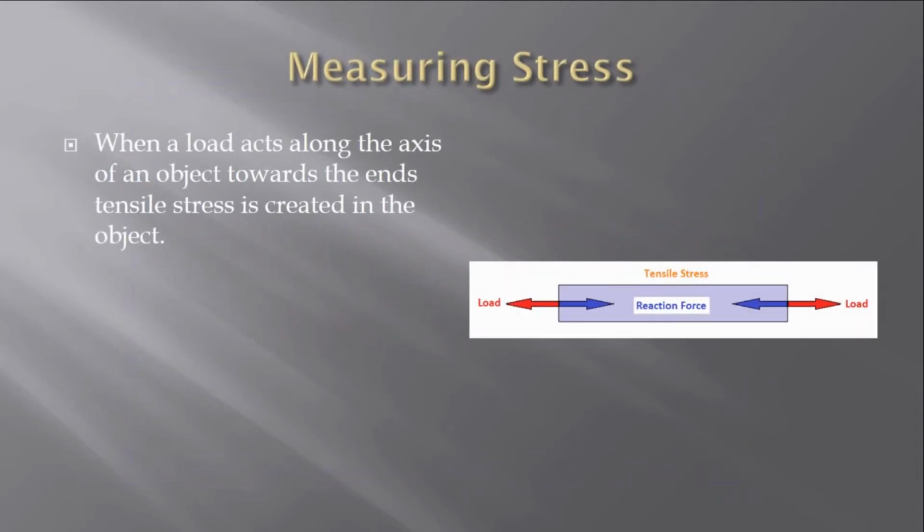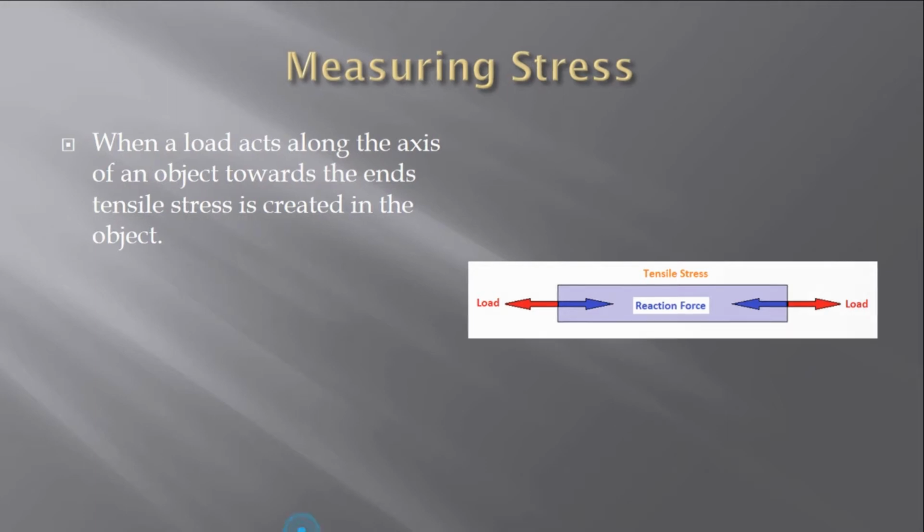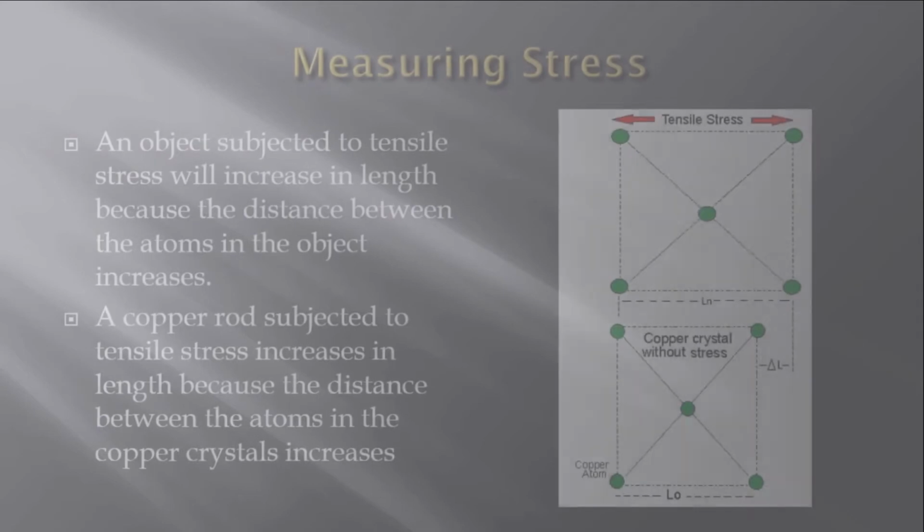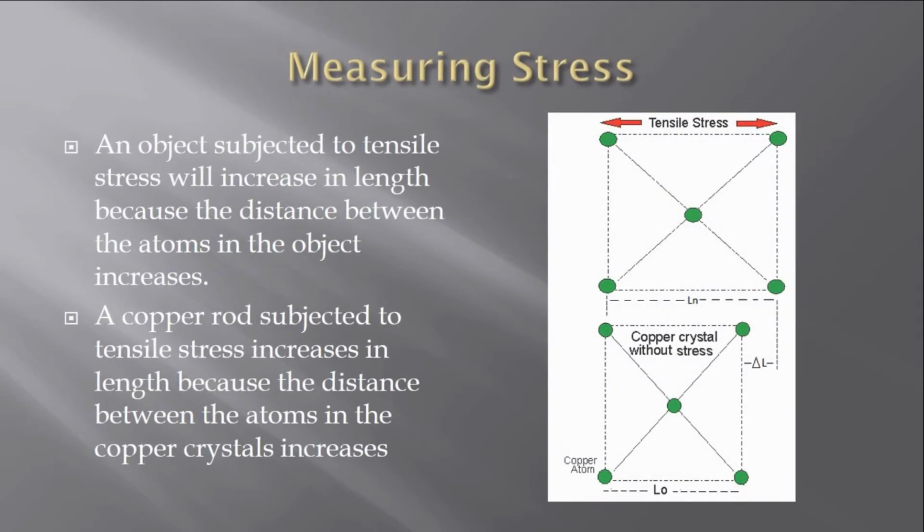When a load acts along the axis of an object towards the ends, tensile stress is created in the object. An object subjected to tensile stress will increase in length because the distance between the atoms in the object increases. A copper rod subjected to tensile stress increases in length because the distance between the atoms in the copper crystals increased.